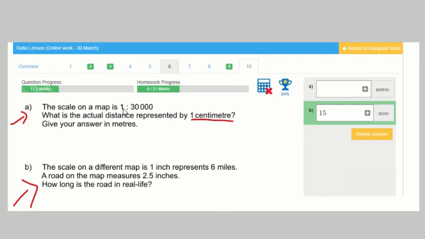Well, we can see that 1 centimetre is the same as 30,000 centimetres. So our answer could be 30,000 centimetres, but it wants our answers in metres. So there are 100 centimetres in a metre. So I divide 30,000 by 100, and it leaves me with the answer 300, and that's what they were expecting. So 1 centimetre on the map is 300 metres on the ground.